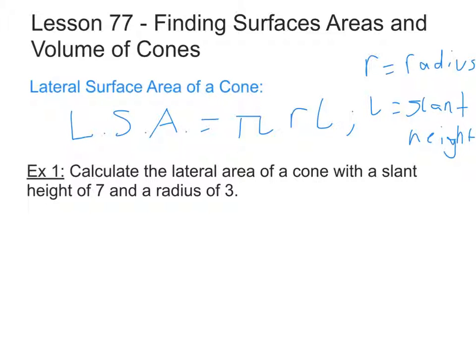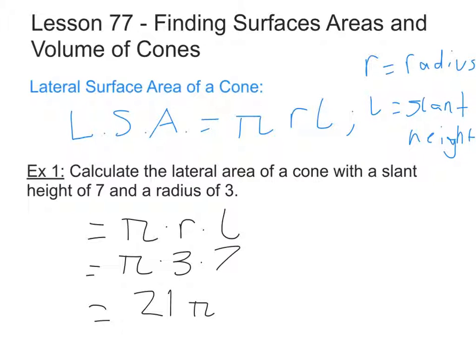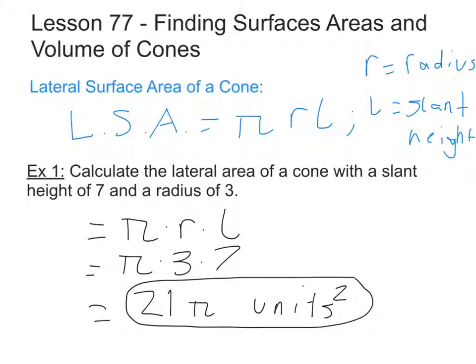Therefore, for example number 1, to calculate the lateral surface area of a cone with a slant height of 7 and a radius of 3, we simply start with our formula. Pi times radius times the slant height, where our radius is 3. Slant height is 7, and let's go ahead and leave our answers in terms of pi. Therefore, 21 pi units squared. And again, this is finding the lateral surface area of a cone given the slant height and the radius.